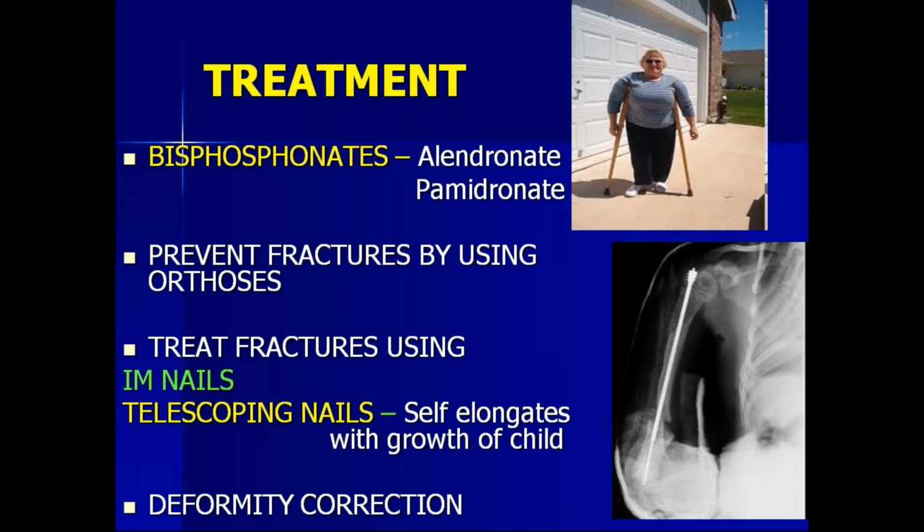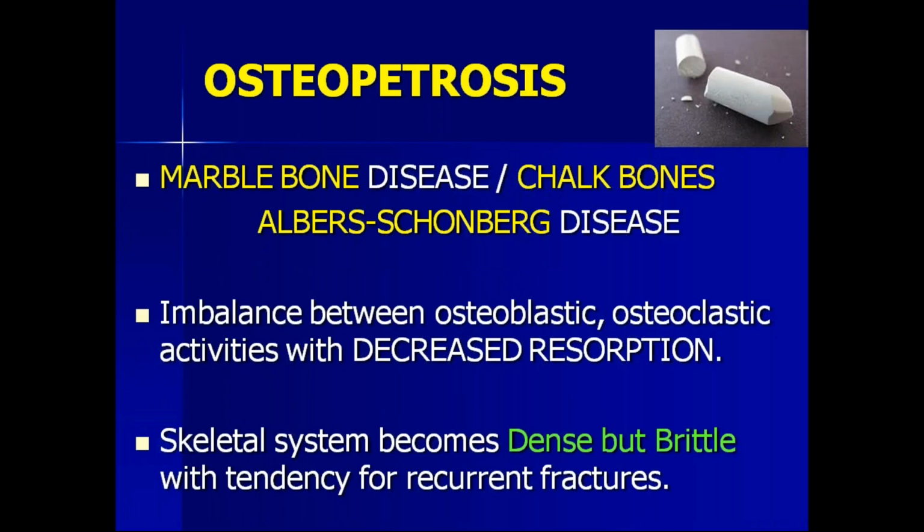What you need to do, you have to prevent the fractures by giving them bracing, and you have to give them medication like bisphosphonates and treat them with corrective osteotomies and intramedullary fixation. Next, coming to osteopetrosis, marble bone disease.